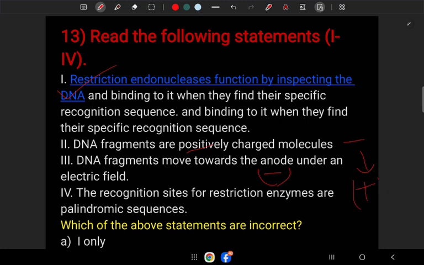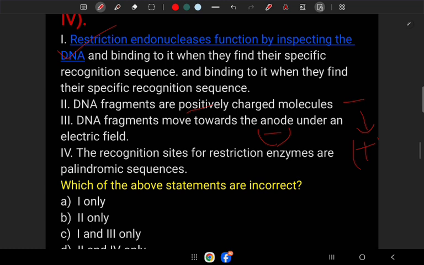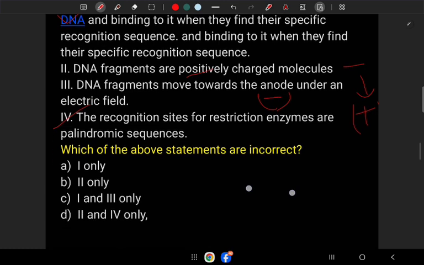The recognition sites for restriction enzymes are palindromic sequences. This is the correct option. So the incorrect options are 2 and 3. 2 and 3 are the incorrect options. Next question.